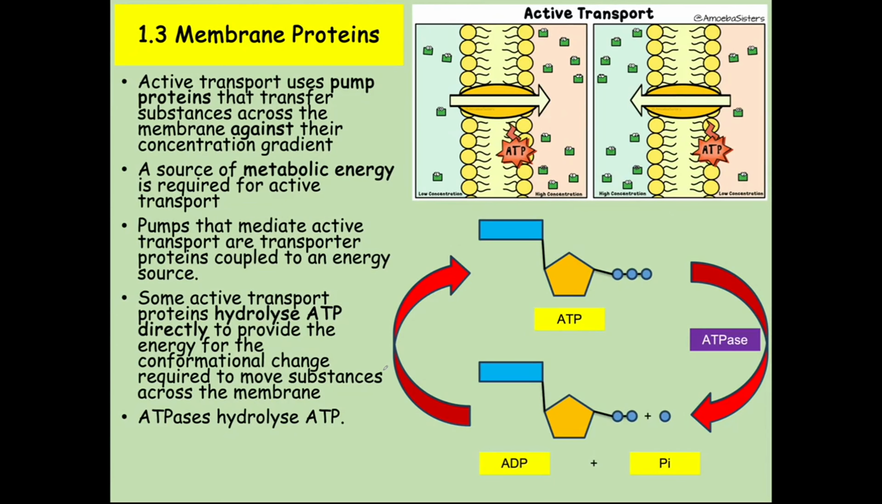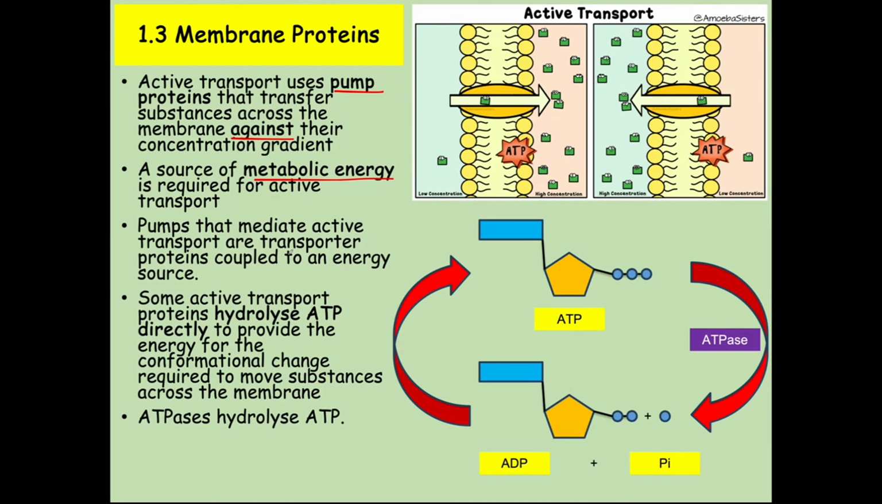Okay, and we can see an example of those in the Amoeba Sisters GIFs there at the top. Now, we need a source of metabolic energy in order to carry out active transport. We know that from that 5. We need energy. Where does that energy come from? Well, it's our old energy currency that we learn about lots in biology, which is ATP. So we need some form of metabolic energy to pump these substances against the concentration gradient.